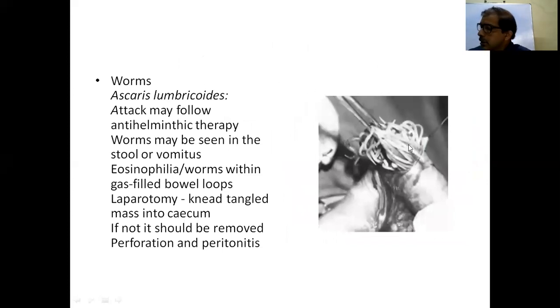See this, so many ascariasis are there, mainly because most of them are dead after anti-helminthic therapy. Suppose the patient is having hundreds of these, they will get stuck, not able to move distally. So what you have to do is knead the tangled mass into the cecum. Here it is reverse. So it is not proximal, it is into the dilated cecum, so that they will be nicely passed through motion. But sometimes they may not be, then in that case you have to open and remove manually like this. Okay.